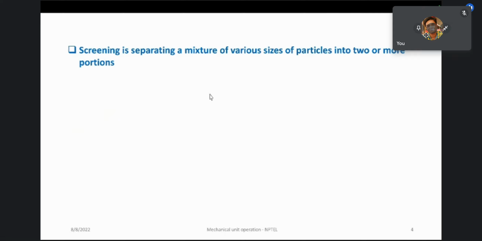Now what is the definition of screening? Screening is separating a mixture of various sizes of particles into two or more portions. Suppose you have some material which has coarser particles as well as some fine material. If you want to screen them, then at the end you will get the fine material at one end and the coarse material at the other. These are the basic functions of screening.